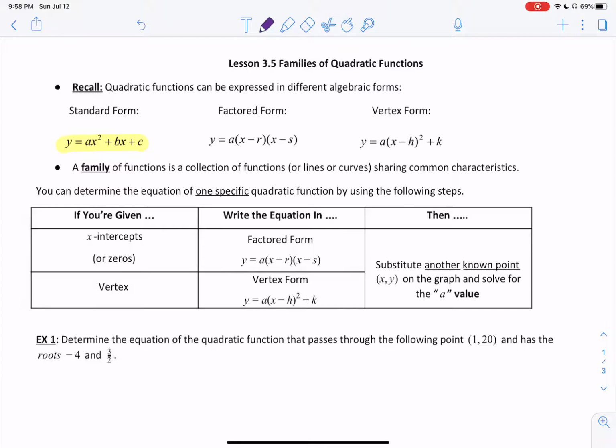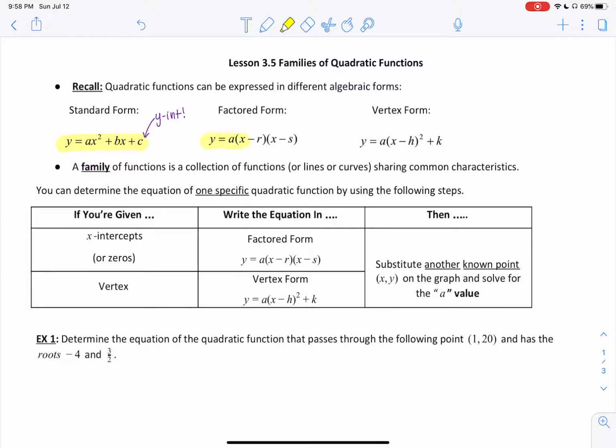One important thing to notice about this is that our c here is always our y-intercept. That's always very important to know because if I'm given a quadratic in this form, I can immediately plot the y-intercept, or if I'm given the y-intercept, I immediately know the c value.